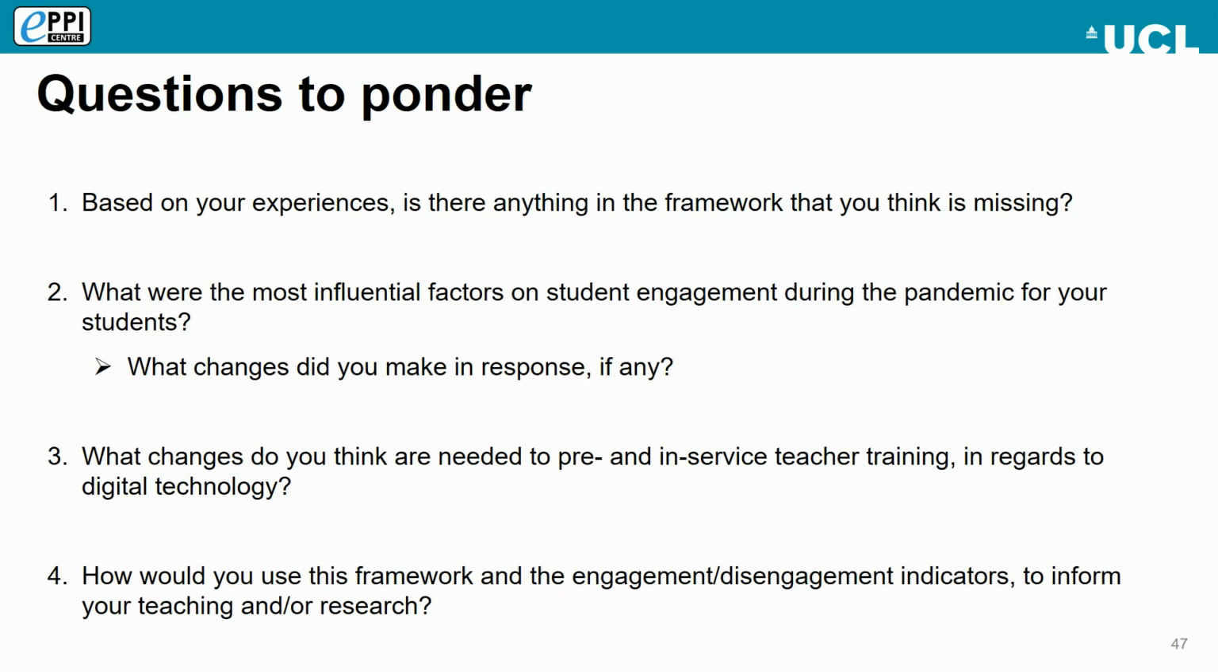Question 2. What were the most influential factors on student engagement during the pandemic for your students? And if there were, in particular, what changes did you make in response, if you did? Question 3, what changes do you think are needed to pre- and in-service teacher training in regards to digital technology? And 4, how would you use this framework and the engagement-disengagement indicators to inform your teaching and or your research? I'd love to hear some of your ideas.